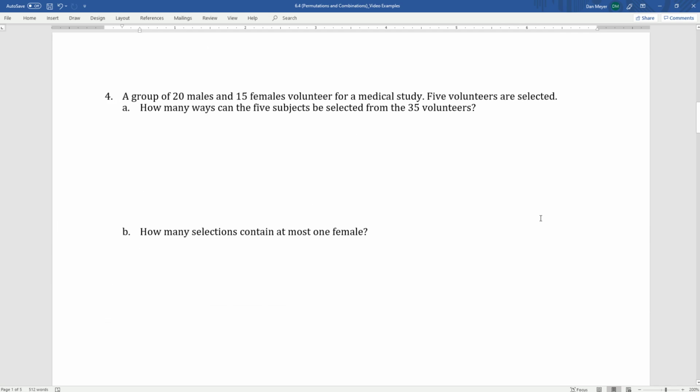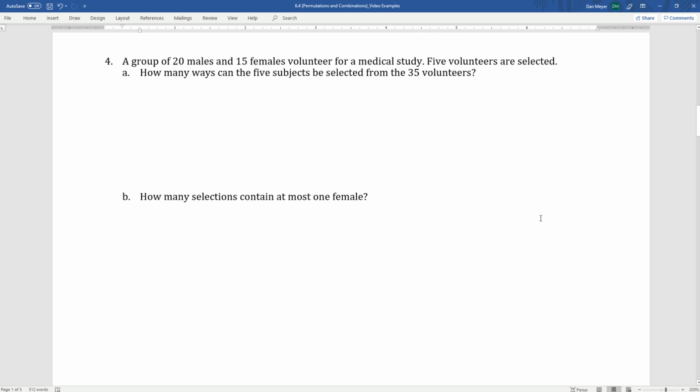All right, moving on to example number 4. A group of 20 males and 15 females volunteer for a medical study, and we're going to pick 5 volunteers. From those 35 people, we're going to pick 5. Part A, how many ways can the 5 subjects be selected from the 35 volunteers? So we got that selection right there.